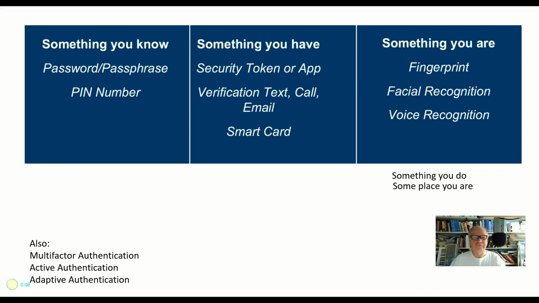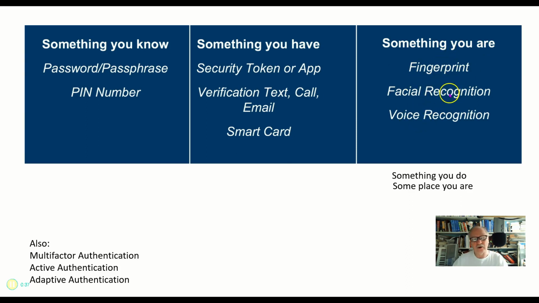We're going to look at factors in authentication. What do we mean by that? Well, there are three primary factors in how you prove you are who you say you are. It can be something you know, something you have, or something you are. So something you know: passphrase, PIN. Something you have: maybe a security token of some sort, a smart card, your phone. And something you are: fingerprint, facial recognition, biometrics in other words.